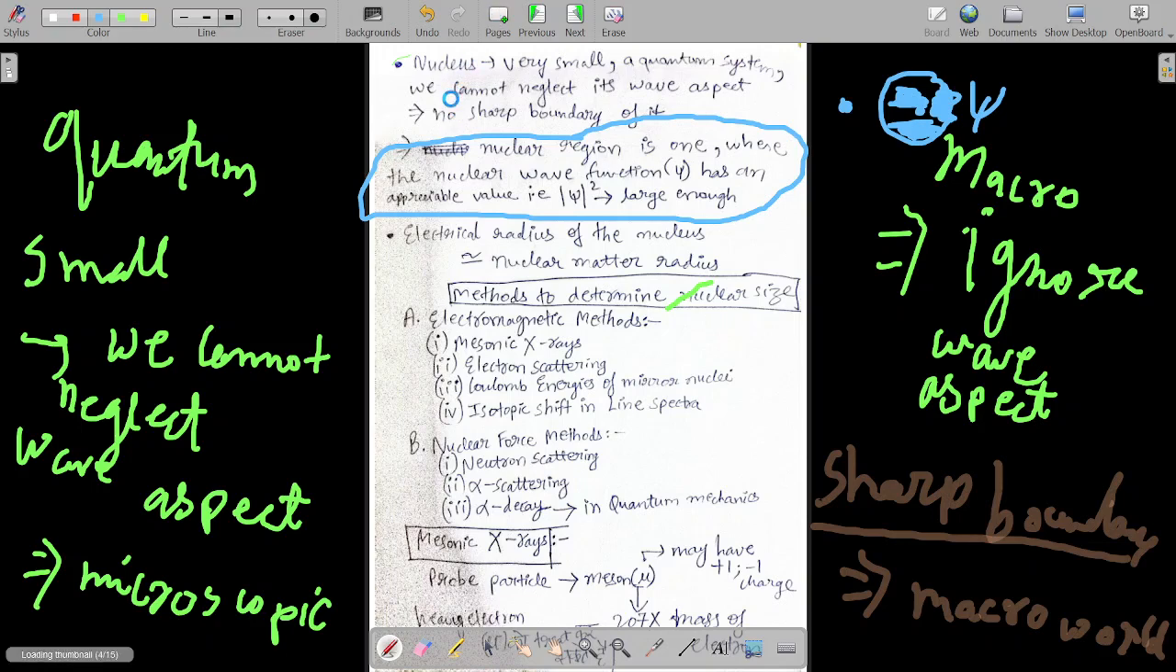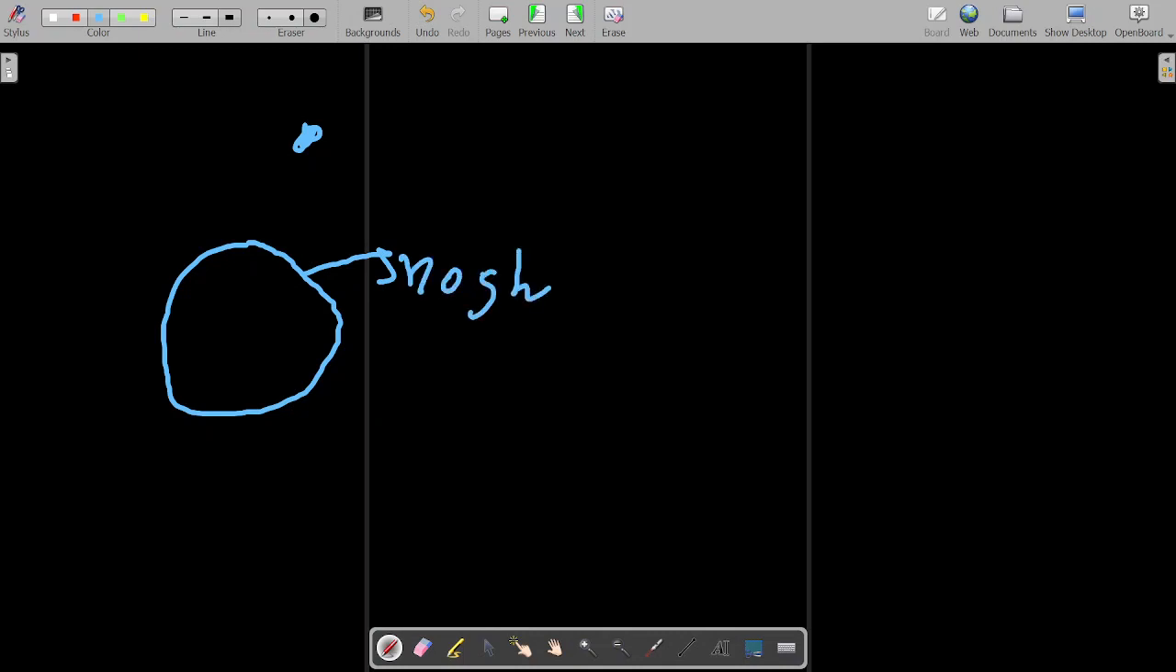So the nuclear region is the one where the nuclear wave function psi has an appreciable value. You can understand this in this way also. Suppose this is my nucleus and I magnify it, it looks so big. I had already told you that there is no sharp boundary. For drawing purposes I have drawn a sharp boundary, but in actuality there will be no sharp boundary of it.